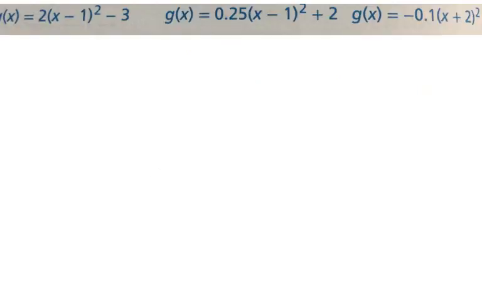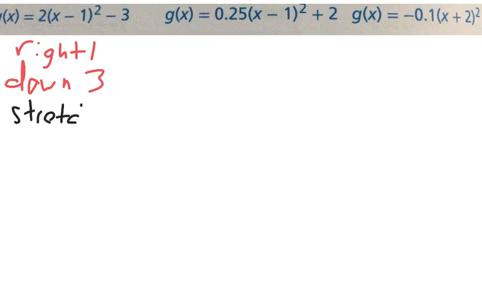If I made you identify what transformations have occurred here to the first one, we went right 1, we went down 3, and we also stretched by 2.